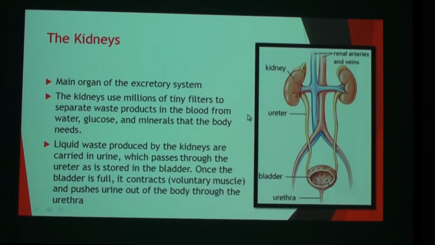The kidneys use little tiny filters. There's like millions of them inside each kidney. And what they do is that they separate the waste products in the blood from water and glucose and minerals, which are things that the body needs. So it separates pretty much the good stuff from the bad stuff through filtering. And then the liquid waste produced by the kidneys is carried in urine, which passes through the ureter.